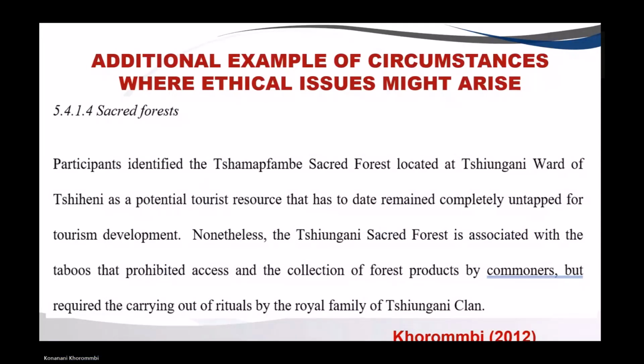Participants identified the Chama Fambe Sacred Forest located at Chungan ward of Chiheni as a potential tourist resource that has to date remained completely untapped for tourism development. Nonetheless, the Chungan Sacred Forest is associated with taboos that prohibit access and the collection of forest products by commoners, but required the carrying out of rituals by the royal family of Chungan clan.